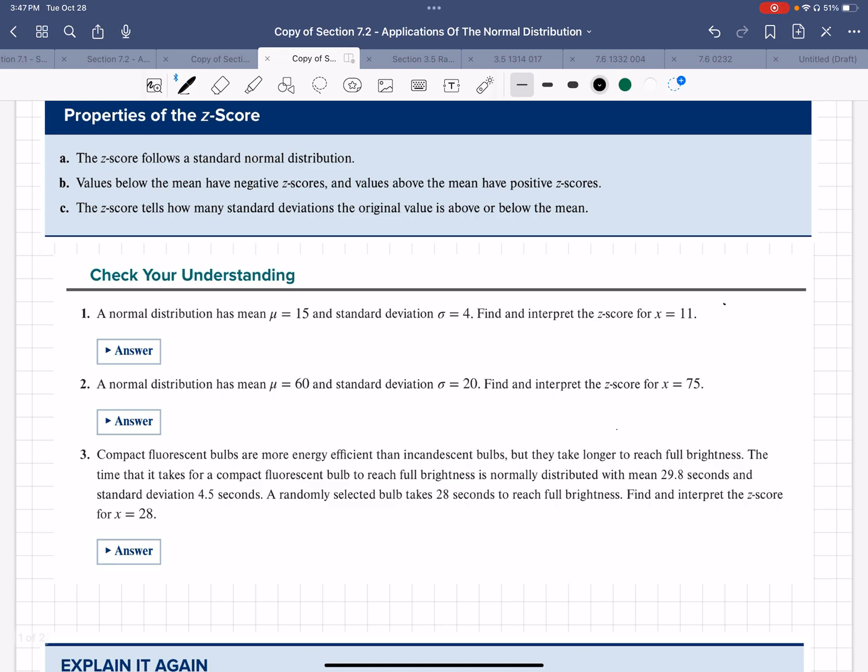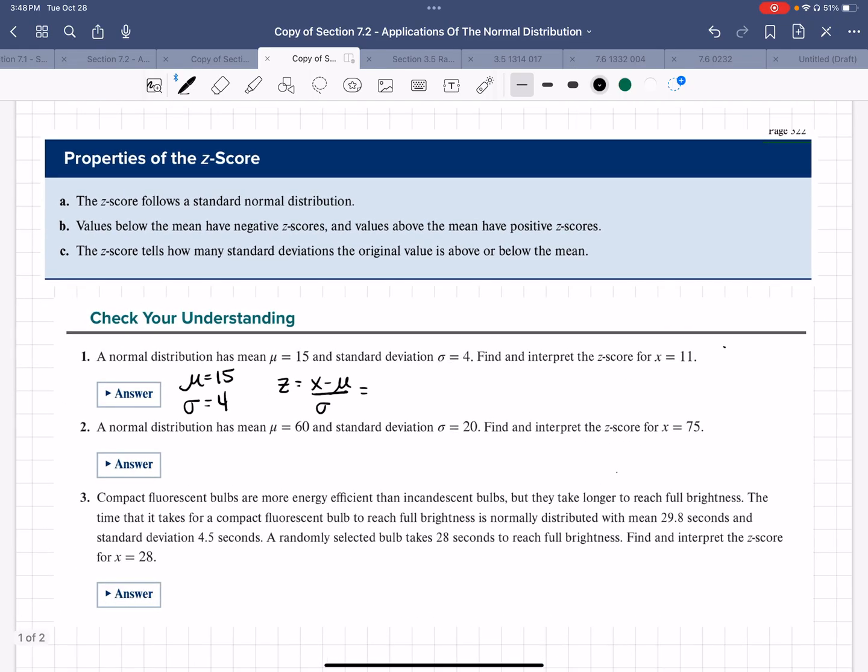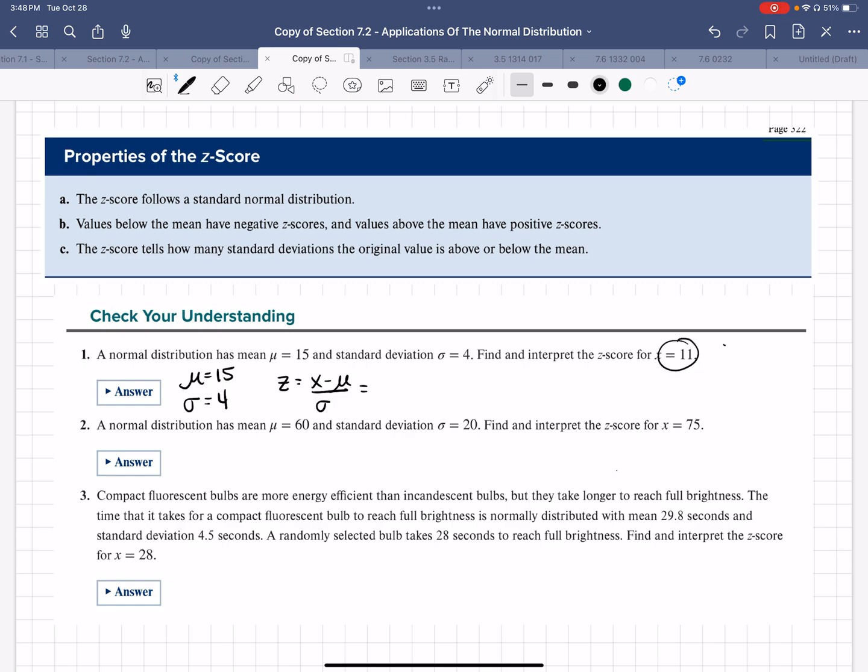It says a normal distribution has a mean of 15, so mu equals 15, and a standard deviation of 4. It wants me to find and interpret the z-score for x equals 11. So I'm simply going to say z equals x minus mu over sigma, using the formula we have at the top. I plug those in, with x equals 11. So 11 minus 15 over 4 is negative 4 over 4, which gives me a z-score of negative 1.